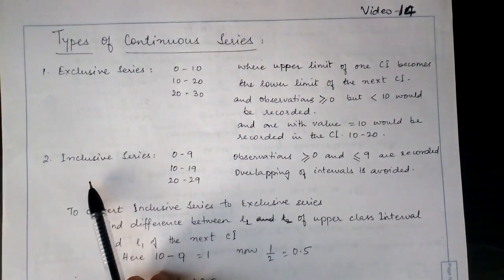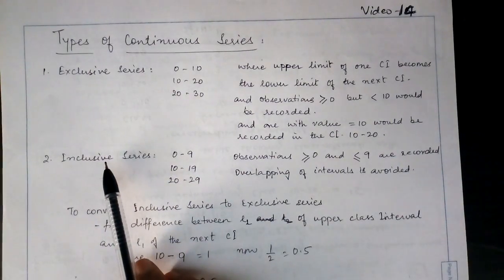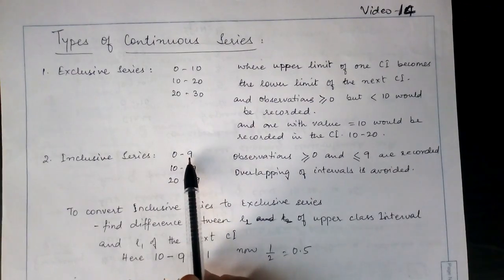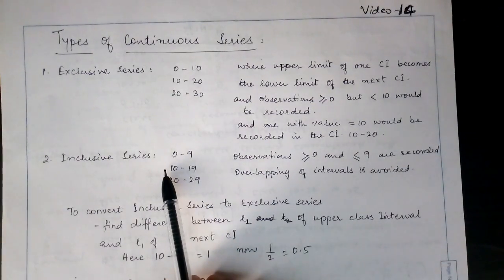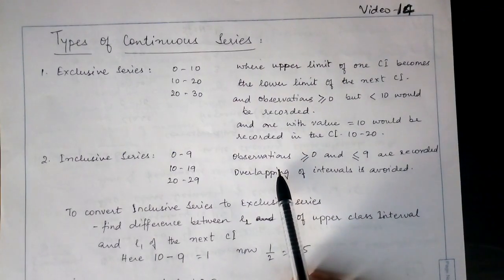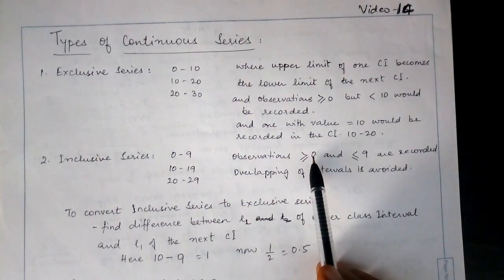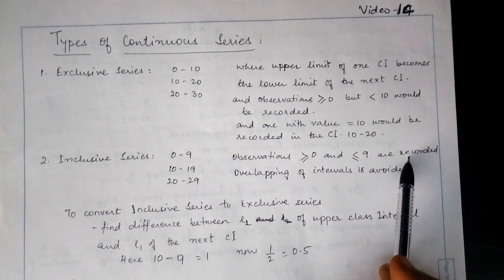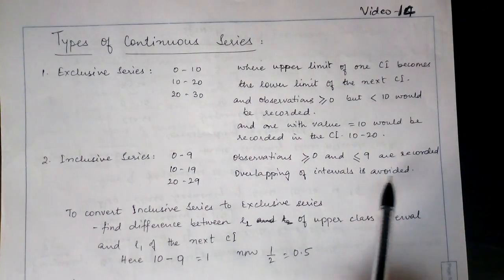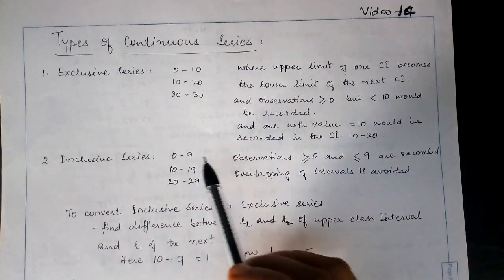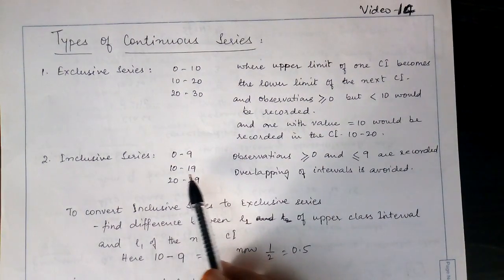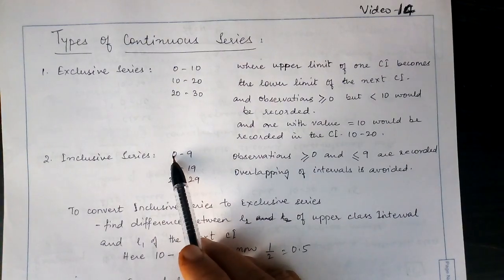Now the next series is called inclusive series. Inclusive series means all the values from the lower limit to the upper limit are included. Here the observations which are greater than or equal to the lower limit and less than or equal to the upper limit are recorded. Here overlapping of intervals is avoided. So the question of where to include a value that is pertaining to the upper limit is solved. So now we can write all the values from 0 to 9.